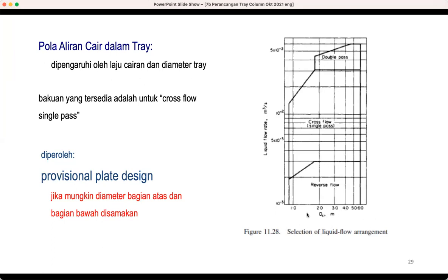So once you know your column diameter, from 1.0 to 2.0, 3.0, and so on, and then you find your liquid flow rate, you can see whether your flow should be single pass, double pass, or reverse flow. Usually we try to find that cross flow should be good. So when you have the upper diameter and lower diameter, if they're not much different, let's say 1 meter and 1.05 meters, then you can just make sure that the higher one is the diameter.